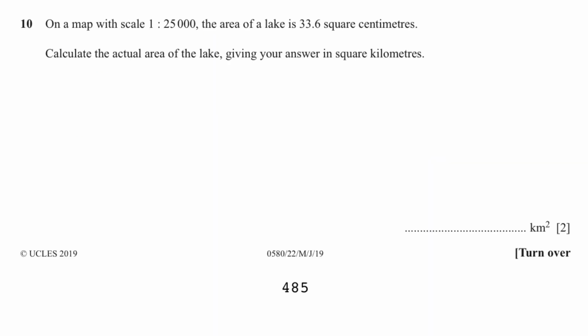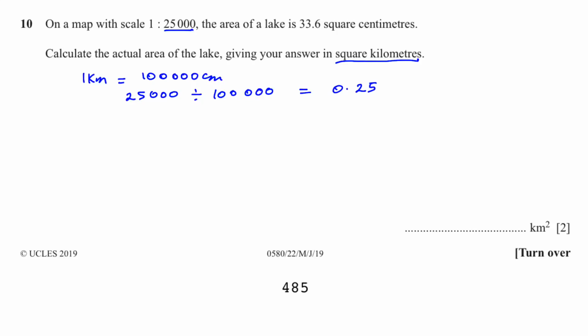Question number 10. On a map scale with scale 1 is to 25,000, the area of a lake is 33.6 square centimeters. Calculate the actual area of the lake, giving your answers in square kilometers. We have to write our answer in square kilometers. So first we will change our scale factor to kilometers. 1 kilometer is equal to 100,000 centimeters. So to change the 25,000 centimeters to kilometers, I will divide by 100,000 and the answer is 0.25.